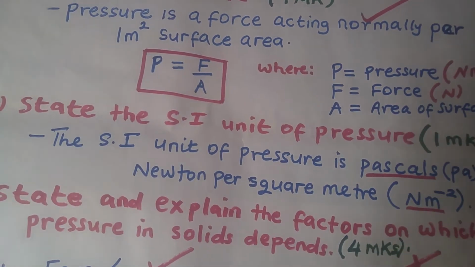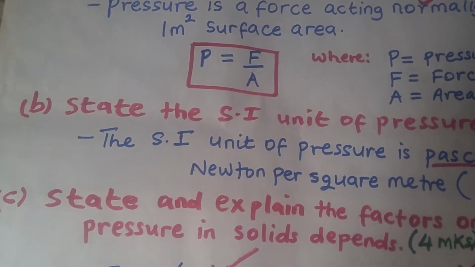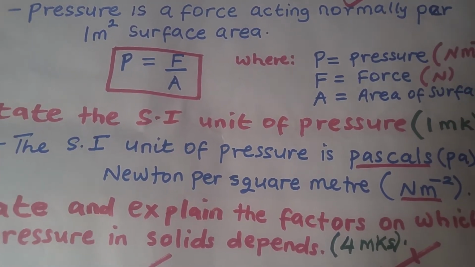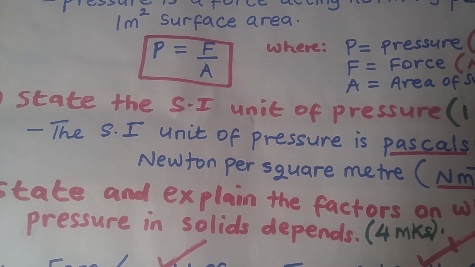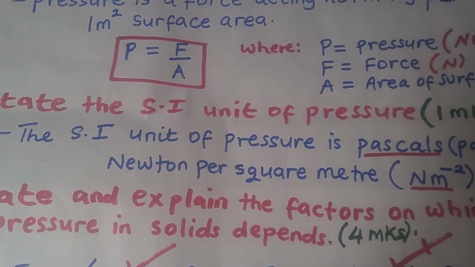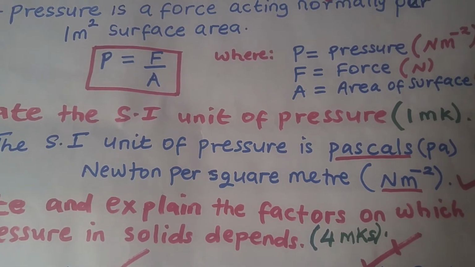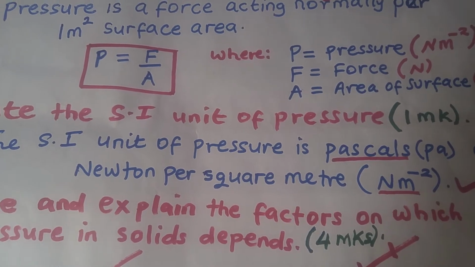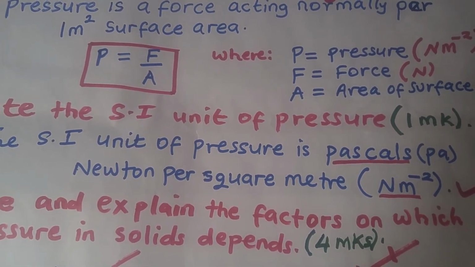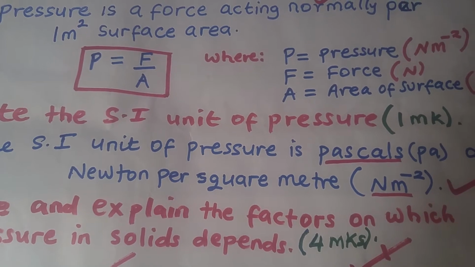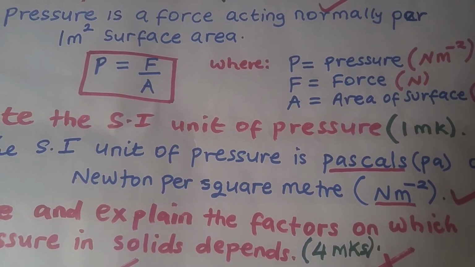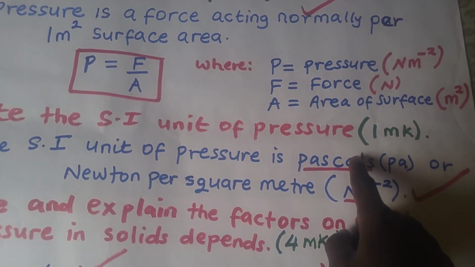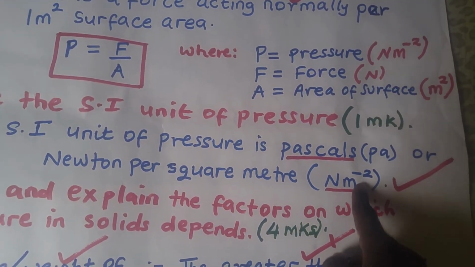Now, I have just mentioned the SI unit of pressure, but supposing in part B, somebody says state the SI unit of pressure and it is also 1 mark. You could say the SI unit of pressure is, I mentioned what? Newtons per meter squared, which you can also say newtons per square meter. But there is another name which we have introduced here. That is the pascal, you see? Pascals. So pascals and newton per meter squared are the same.